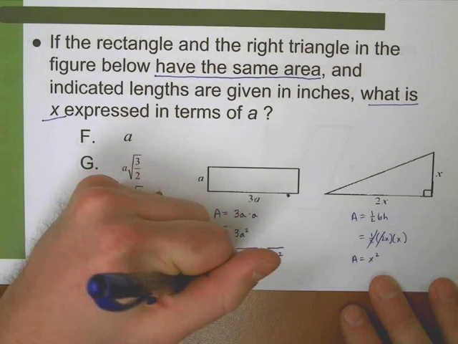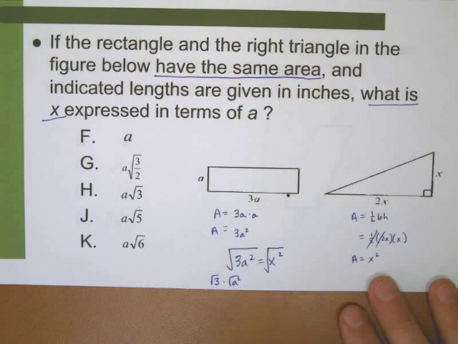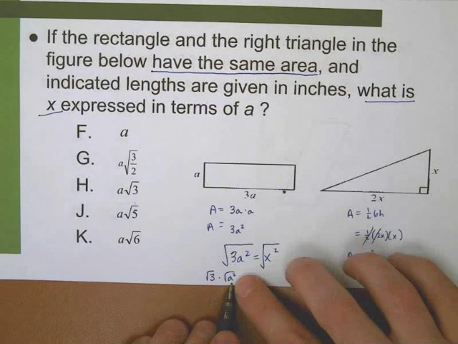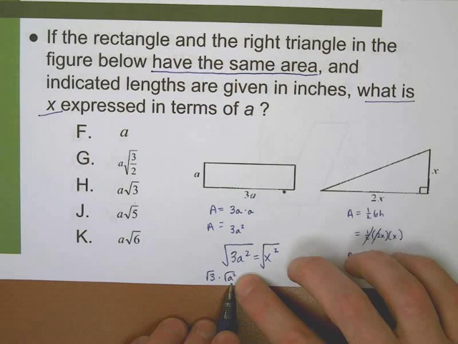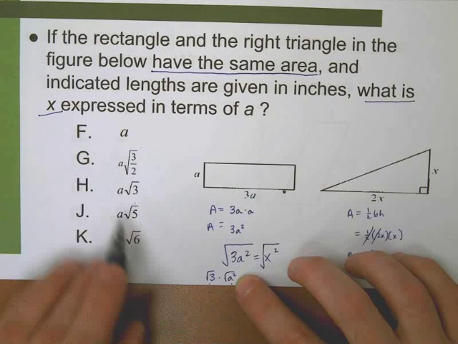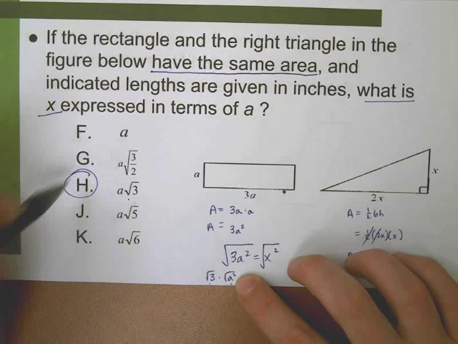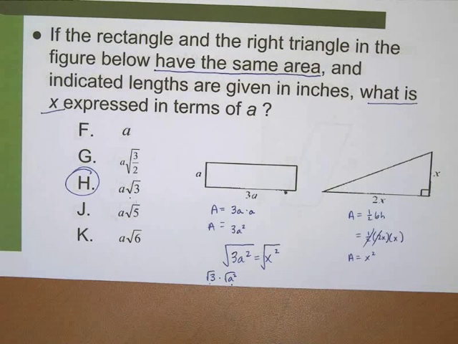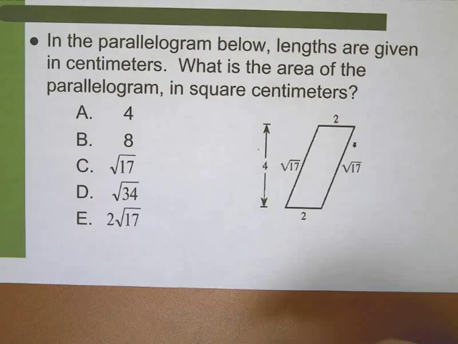The square root of 3a squared is really the same thing as the square root of 3 times the square root of a squared. The square root of a squared is just a. So I have a times the square root of 3. A times the square root of 3. Done. A little bit trickier, right? Probably those square roots make you a little bit nervous.